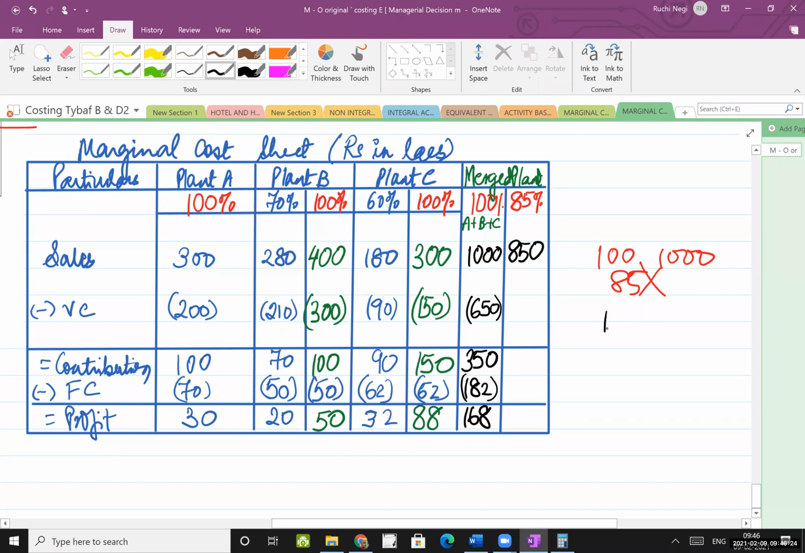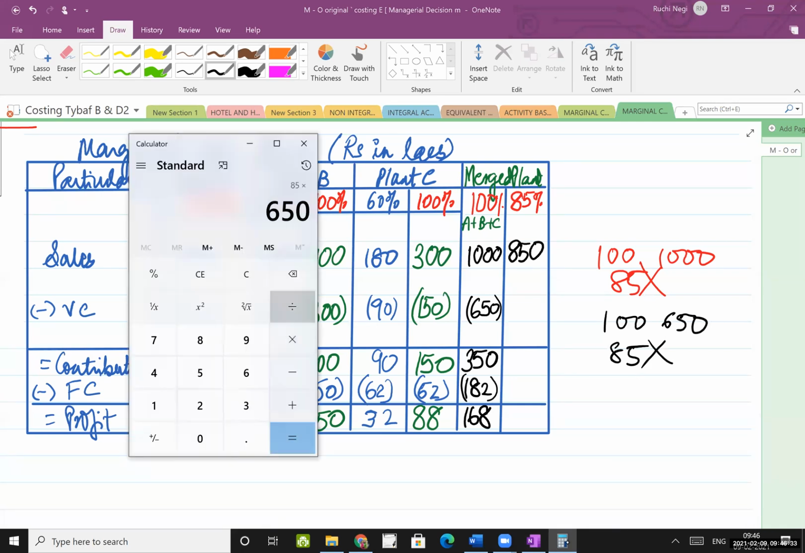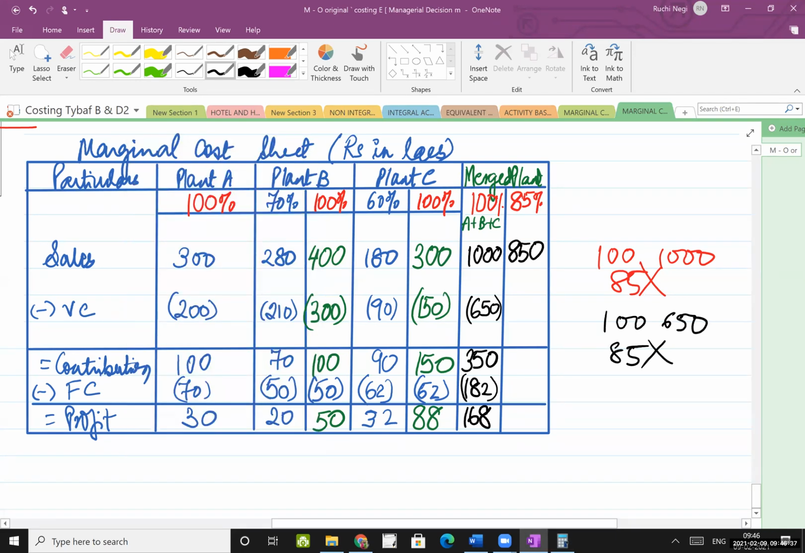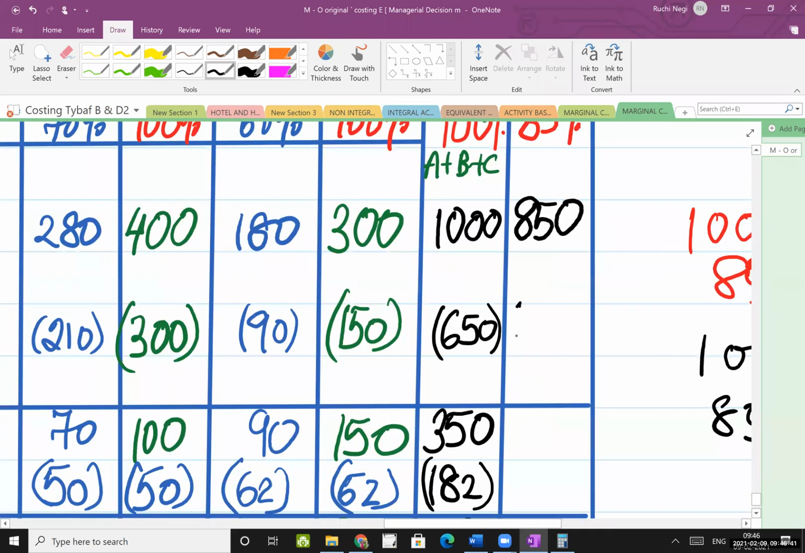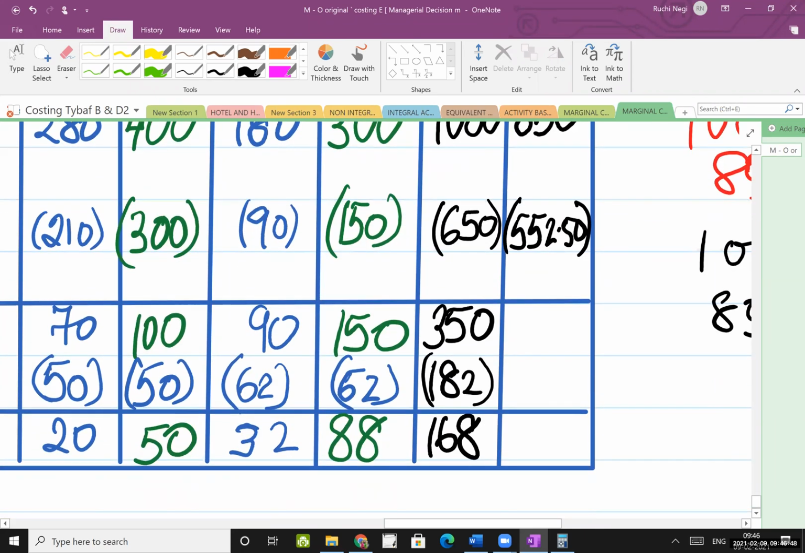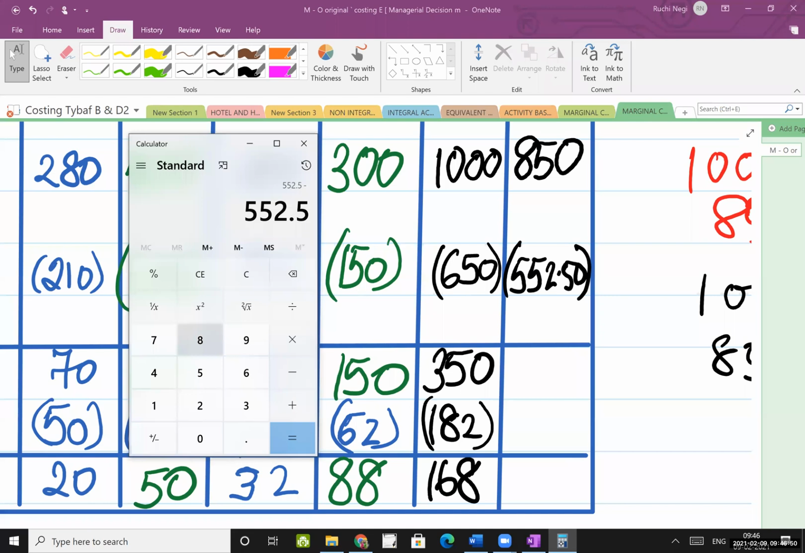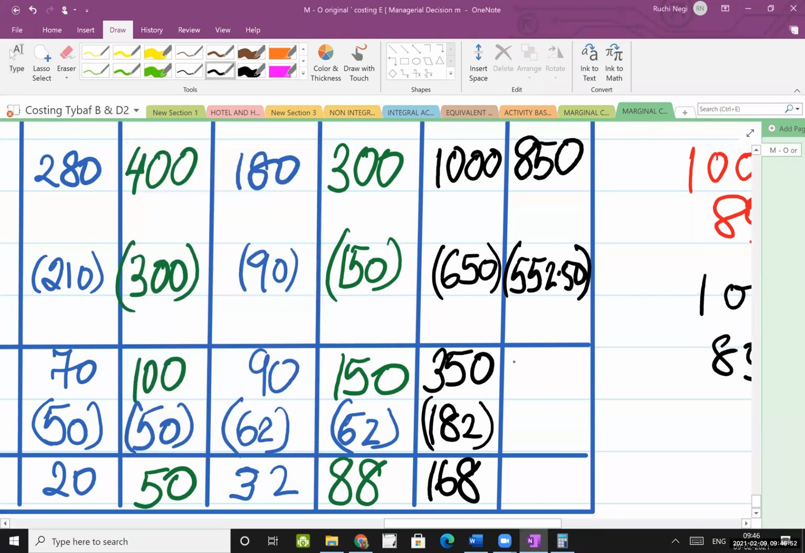Same way for this. At 100% variable cost is 650. So for 85% how much? So 85 into 650 divided by 100. 552.5. Keep it as it is. Don't round off. 552.5. Okay. 297.5.